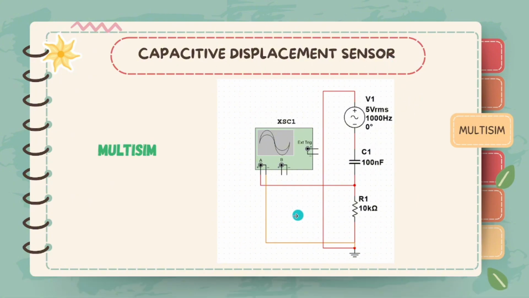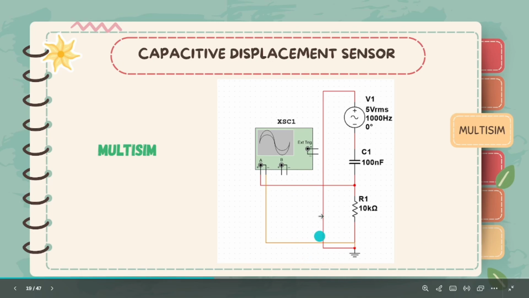As we know, V1 is our AC source, which provides an AC signal. C1 is 100 nF. This is our C1, the capacitor sensor representing the plates. R1 is 10 kilo ohm, which acts as a resistor to form an RC network with the capacitor. We use an oscilloscope to measure the output waveform, or the voltage.